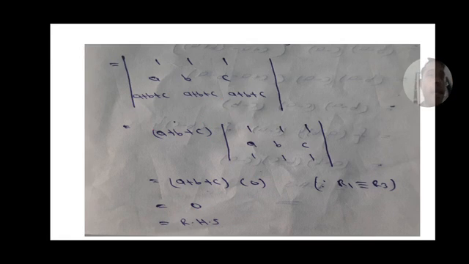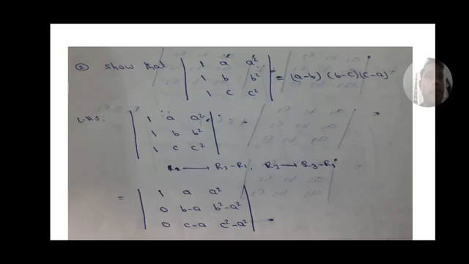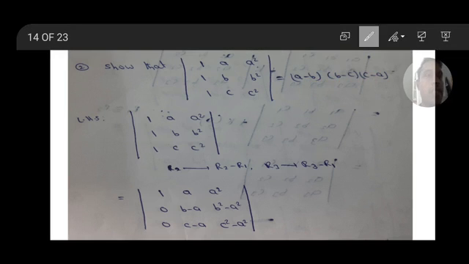Next problem. Show that the determinant 1 A square, 1 B square, 1 C square is equal to the determinant A minus B, B minus C, C minus A. So I am taking LHS: 1 A square, 1 B square, 1 C square. I am fixing the first row as it is. The second row and third row I will change.